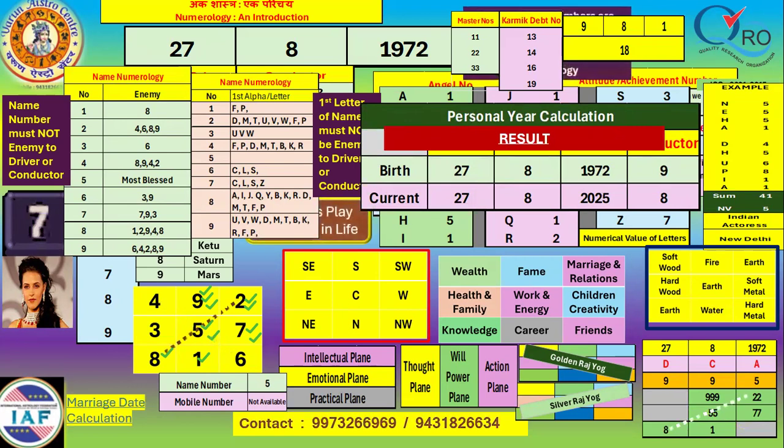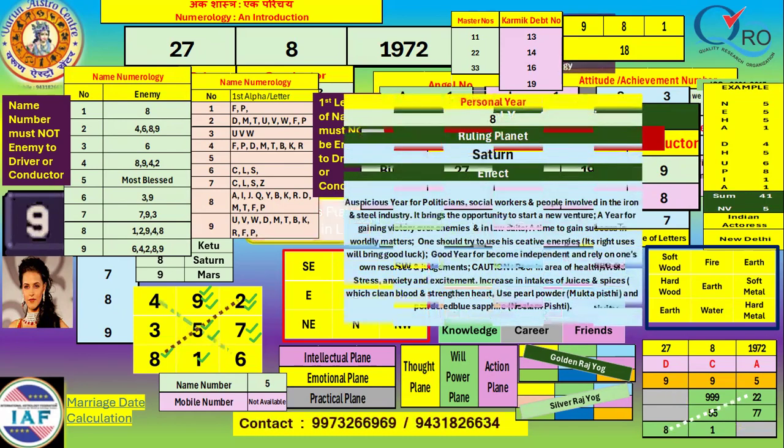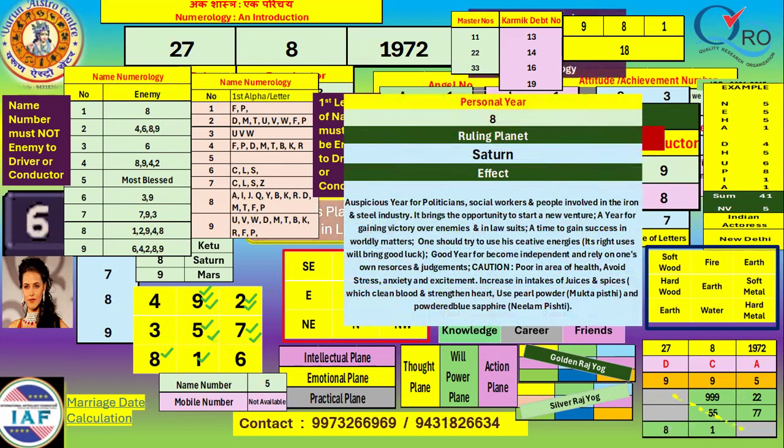This is calculated on the basis of the original birth date, and from it the year is replaced with the current year. So the date is started from today for the native. This is giving 8, and this may affect her achievement and success also. Auspicious year for politicians, social workers, and people involved in the iron and steel industries, which belong to Saturn. It brings the opportunity to start a new venture, a year for gaining victory over enemies and in lawsuits.